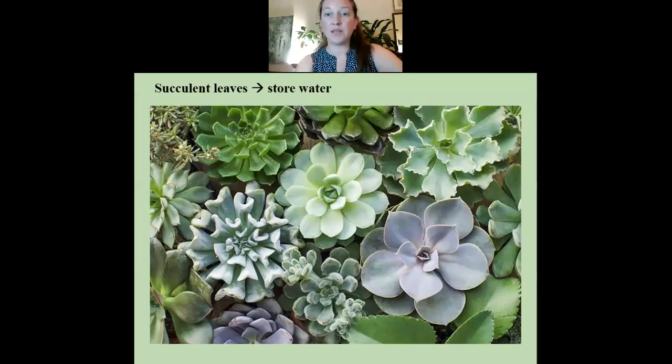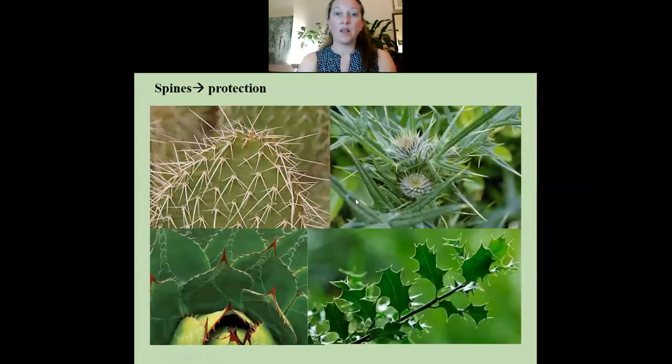So some leaves are succulent in that they help store water. A lot of your desert plants and plants that live in very hot environments might have succulent leaves, like a cactus. Also like a cactus, sometimes leaves have evolved spines, and the spines help protect the plant from herbivores, from things wanting to eat the leaf. You're not going to want to eat a leaf if it's covered in spines.